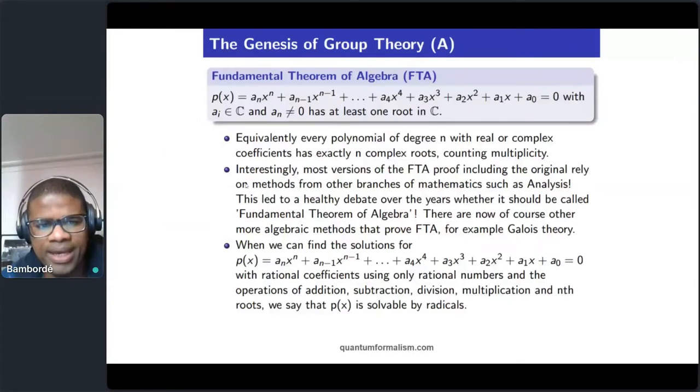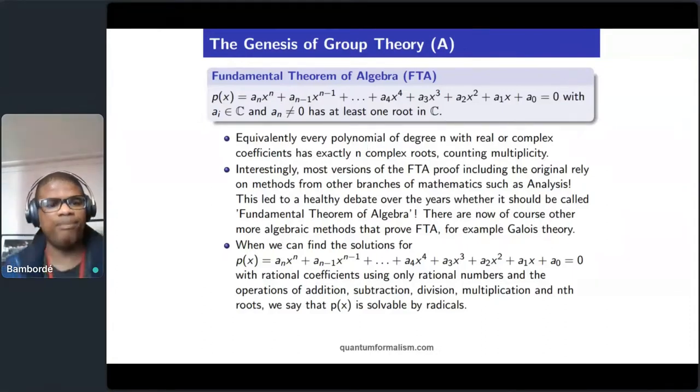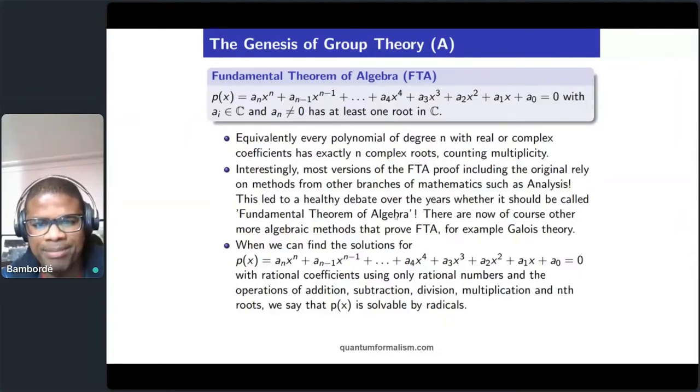Something very interesting here is that a lot of the versions, especially the early versions of this, didn't actually provide the proof using algebraic methods. A lot of the proofs use methods from analysis and other fields, which made people think, why is it called fundamental theorem of algebra if you can't even use algebraic methods to prove it? Okay, but nowadays there are modern versions of this theorem with proofs that use algebraic methods, for example, Galois theory provides us a way of doing that. We won't touch how exactly, because we don't have the language of Galois theory, in this case fields and field extensions and this type of stuff, to do this.